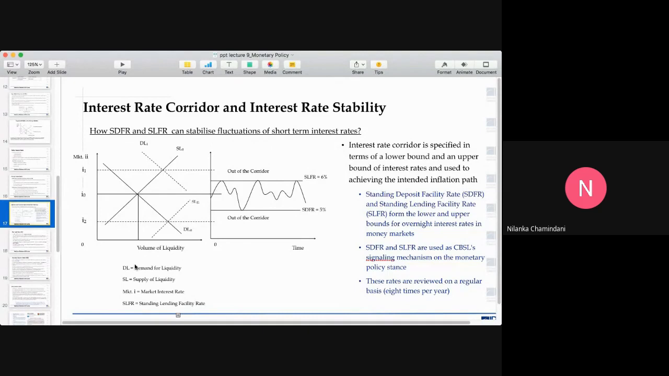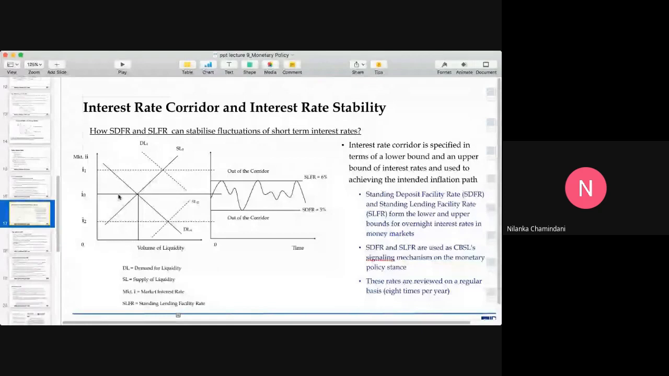The central bank's objective is actually to control the market interest rate between the policy interest rates decided by the central bank, which is called the interest rate corridor. At present these are the two rates, called the policy interest rates. The central bank can oversee the market and see all the operations in the market. So the central bank knows the level of market interest rates on a daily basis.